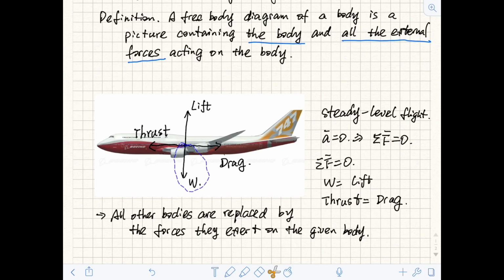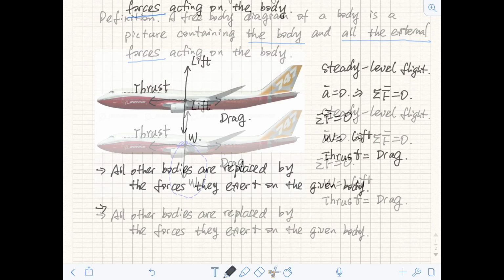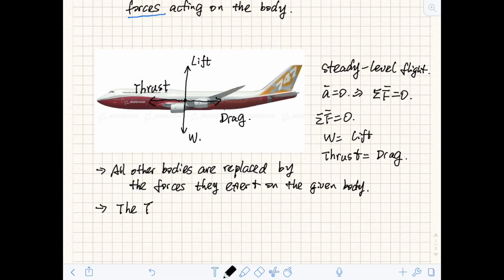The weight of the aircraft is the gravity force that the Earth exerts on the aircraft. But we do not include a picture of Earth because it has been replaced by the weight. A free body diagram should contain all available information on the forces, including magnitude, directions, and point of application.